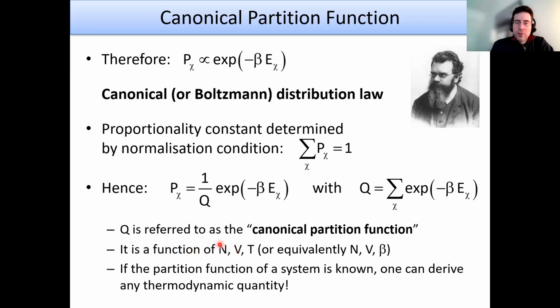It is a function of number of particles, volume, and temperature, because these are the variables that are known in the canonical ensemble. We keep them fixed. And equivalently, instead of T, we can have beta, the inverse temperature. And of course, if the partition function of a system is known, we can derive any other thermodynamic quantity. This is true for any ensemble. If you know the partition function, you know pretty much everything. You can, in principle, at least, because the mathematics could be complicated. But in principle, you can derive any thermodynamic quantity if you know the partition function.